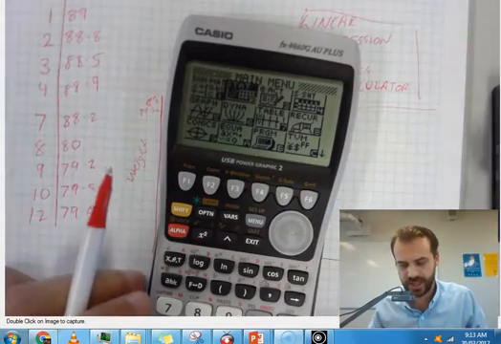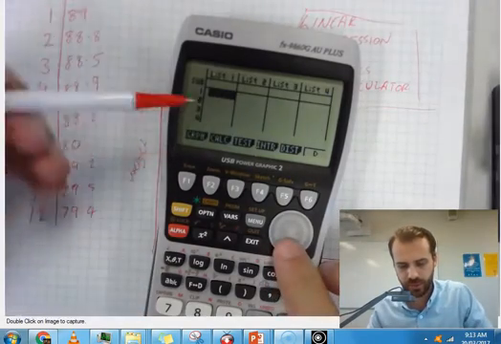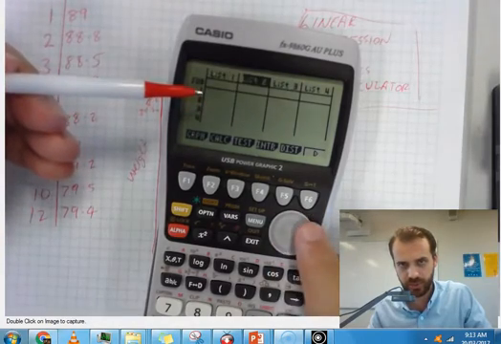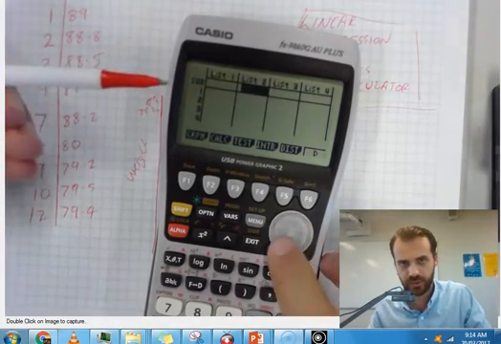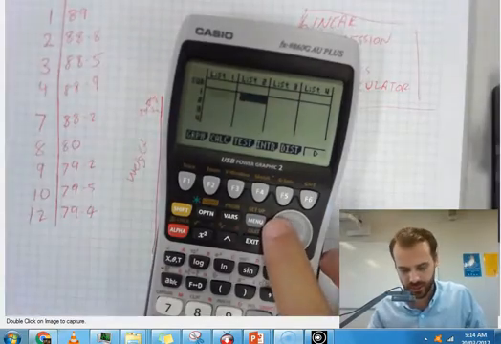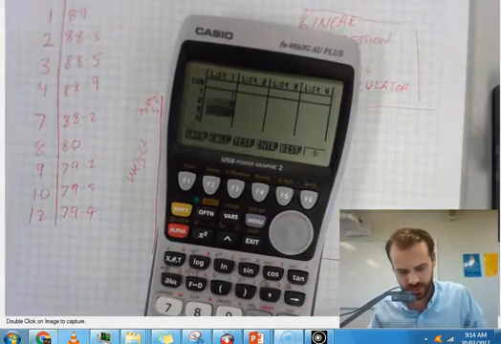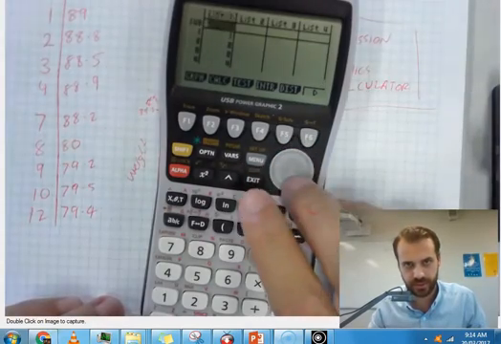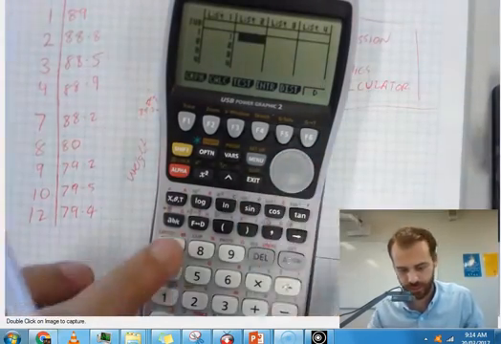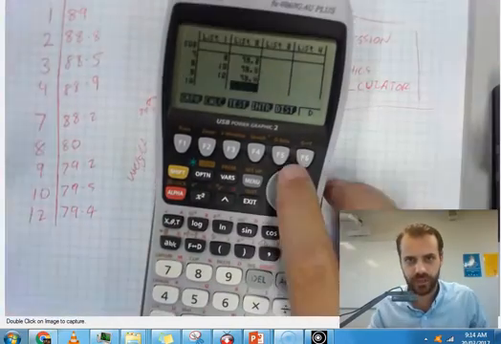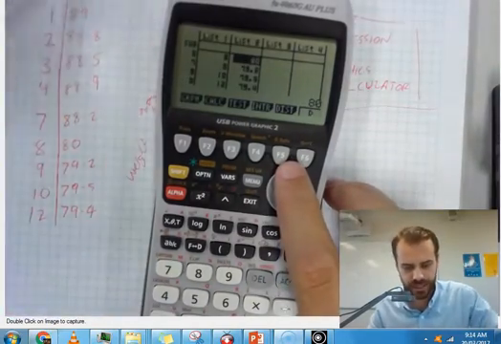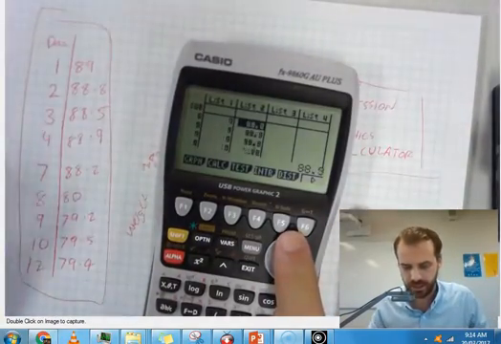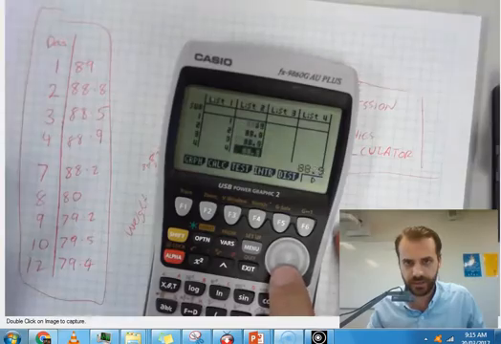You'll choose Stats mode, and you'll put all of your X values in list 1, and you'll put all of your Y values in list 2. So 1, 2, 3, there's all of my X values, and now I'm going to put in all of my Y values. Now when I'm finished, I'm going to have this same table that I've drawn here, days and weights, but I'm going to have it on my calculator instead.